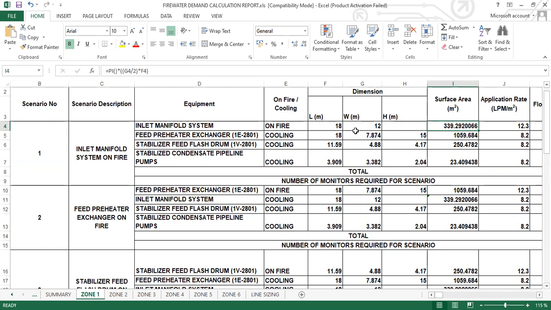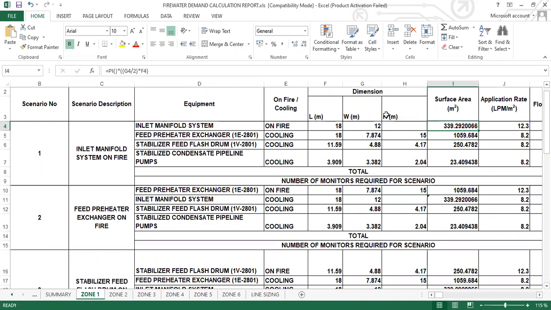This is pi r times L, but I think I need to revise this formula because someone has pointed out to me that it needs to be updated. So basically, the surface area calculation is just your regular surface area. Depending on the type of shape the equipment is, there's no one answer for your surface area calculation.